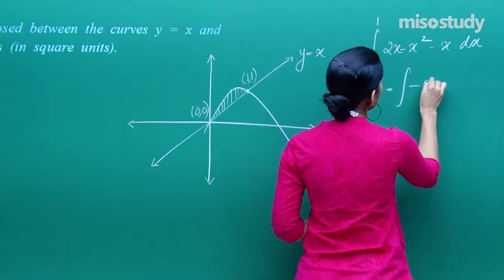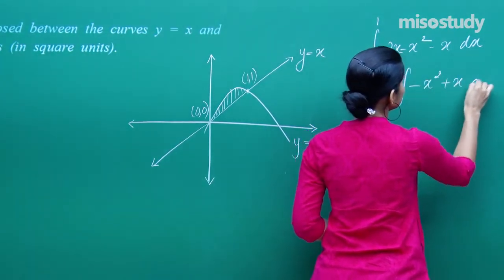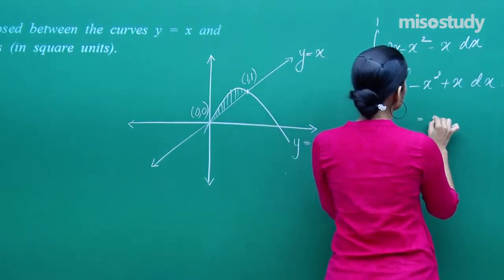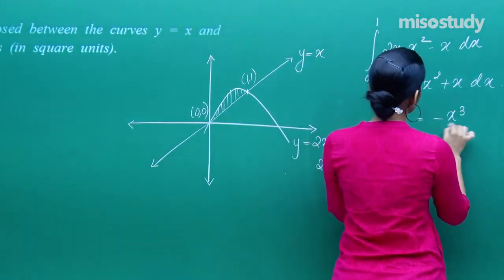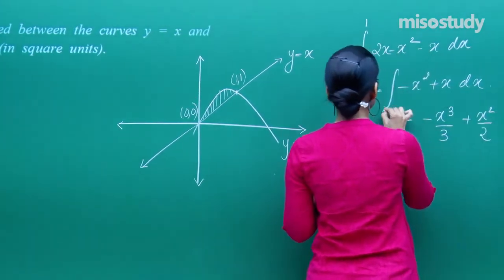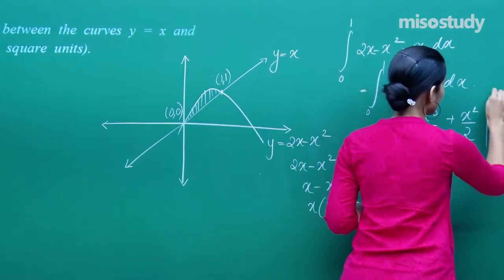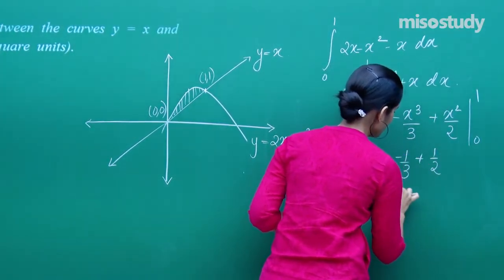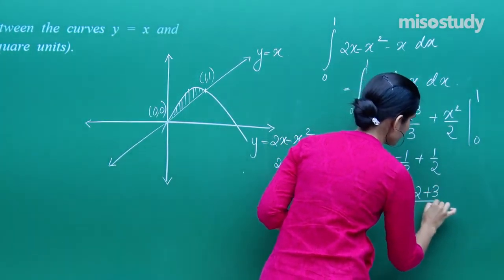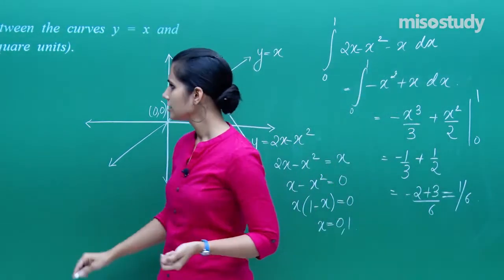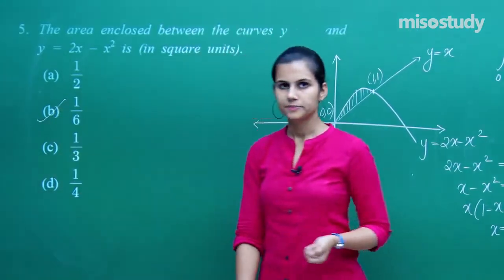This is integral of minus x squared plus x dx, and this is equal to minus x cube by 3 plus x squared by 2 from 0 to 1. This is minus 1 by 3 plus 1 by 2. This is minus 2 plus 3 by 6, which is 1 by 6. So this is your answer.